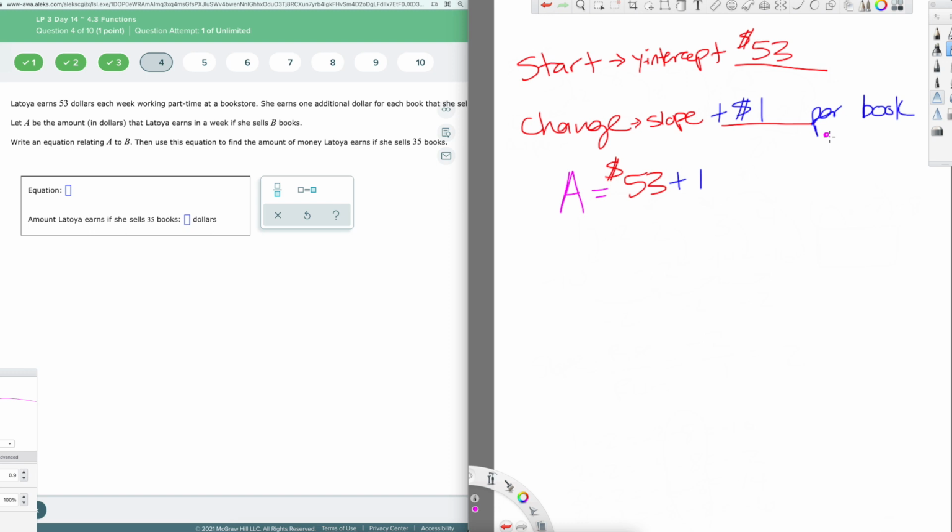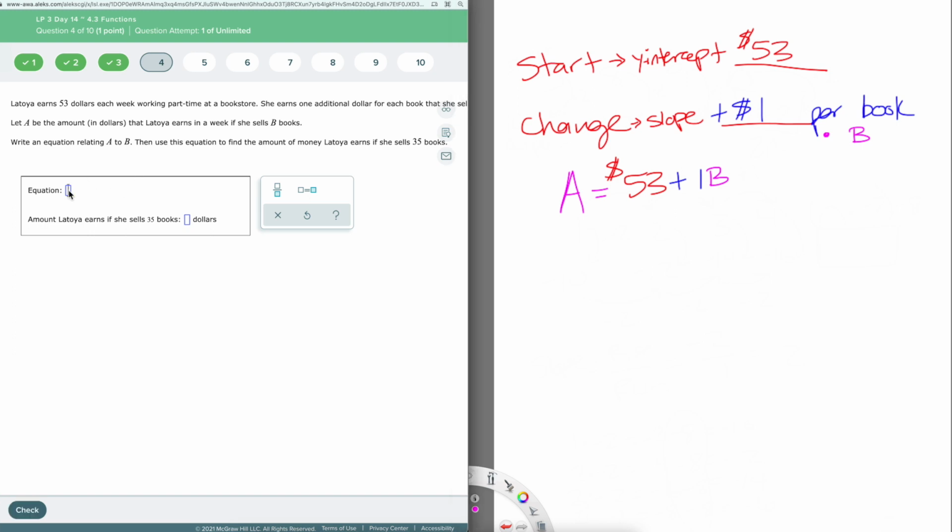So per, and they told us to use capital B for book. So instead of per book, we're going to write times B, or just B there. I also don't even need the 1. You don't have to write 1B. It can just be B. So this is the rule. This is her equation relating A and B. So her total pay equals $53 plus B.